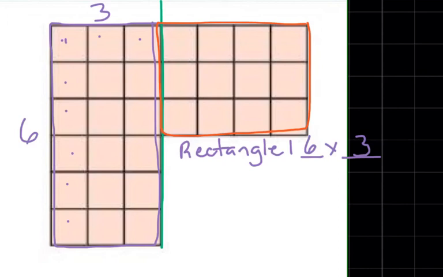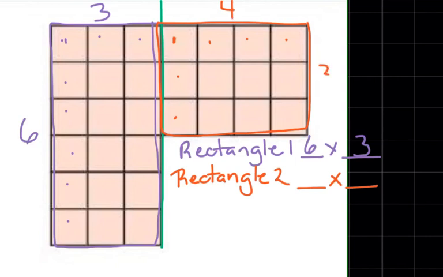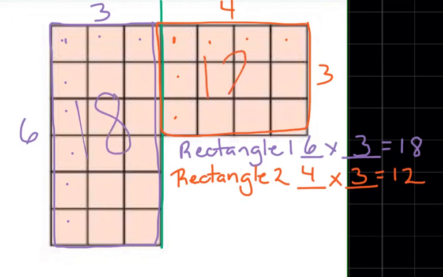Then we have 1, 2, 3, 4 for the length, 1, 2, 3 for the width. Rectangle 2 would be 4 times 3. 4 times 3 is 12. 6 times 3 is 18. So with our brilliant brains, we have determined that this area is 18. And the area of the other small rectangle is 12.